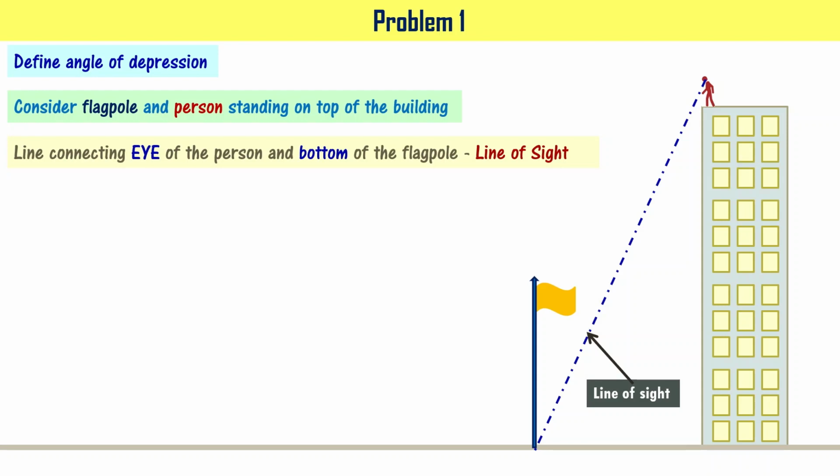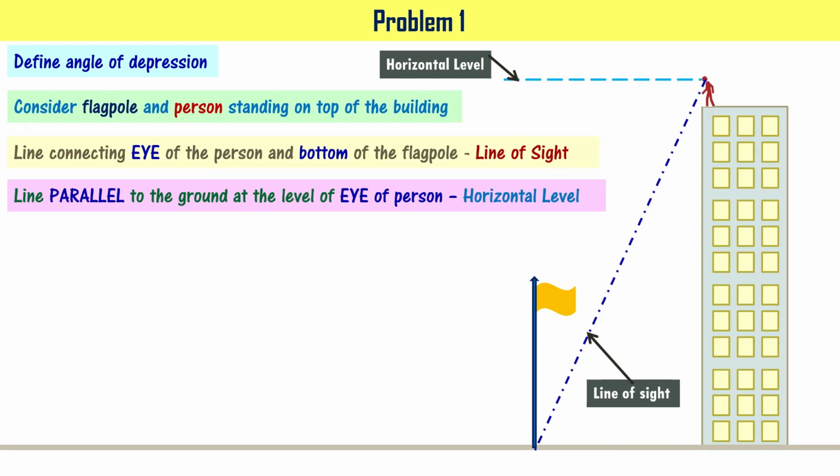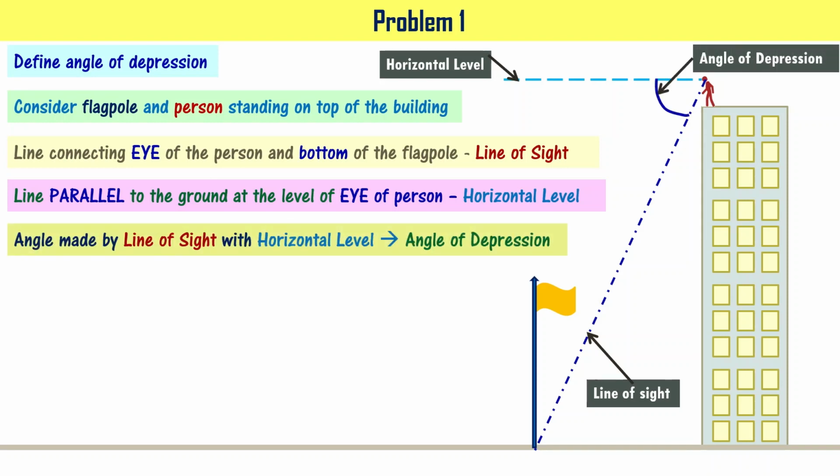Now let me draw a line at the level of the eye of the person. The line parallel to the ground at the level of the eye of the person is called horizontal level. As you see here, horizontal level is making an angle with line of sight, right? That angle is called angle of depression. To define it, the angle made by line of sight with horizontal level is called angle of depression. This is what we are asked to define.